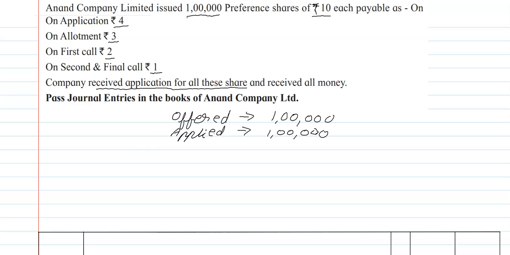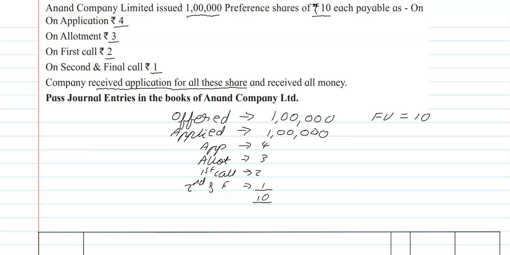Now, the face value of the shares is 10, and at the time of application, the amount was 4. The time of allotment is 3. First call it is 2. Second and final call it is 1. Adding it up, we get 10, which matches the face value, and now we are in a position to begin.